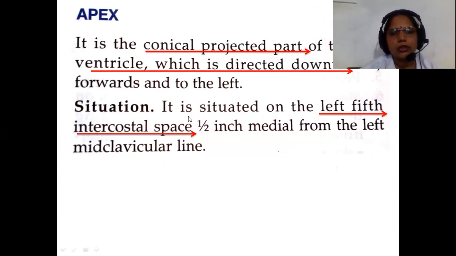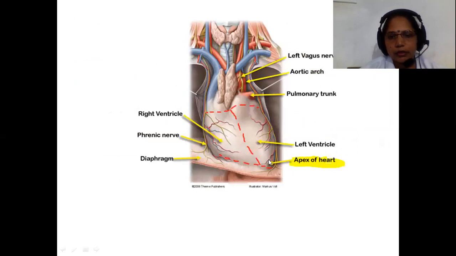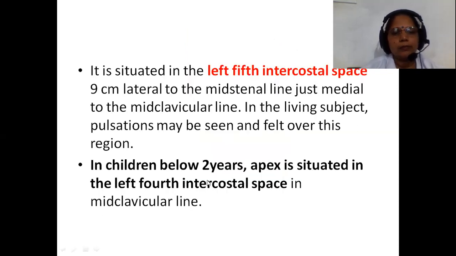The location of situation, it is situated on the left fifth intercostal space, half inch medial from the left midclavicular line. तो यहाँ पे आप देख सकते हैं, this is the apex of the heart. Exact location in the adult patient में देखते हैं, person में देखते हैं. नॉर्मल पोजीशन में फिफ्थ इंटरकॉस्टल स्पेस, लेकिन यही हम बच्चों के अंदर देखते हैं below 2 years, in children below 2 years the apex is situated in the left fourth intercostal space in the midclavicular line.